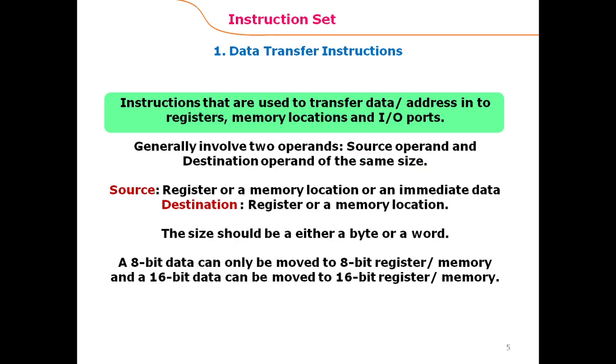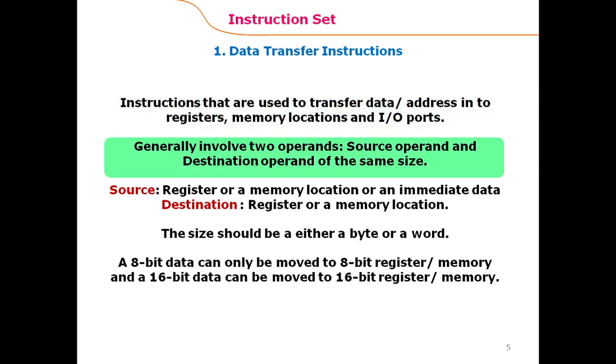The main focus of this lecture is on data transfer instructions. These are instructions that are used to transfer data or addresses into a register, into memory locations, and into input and output ports. These instructions can also read data or addresses from registers, memory locations, and input and output ports. These instructions normally involve two operands, a source operand and a destination operand, and both of the operands should be of the same size.